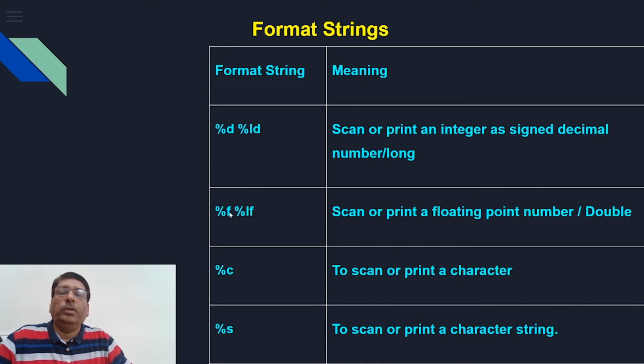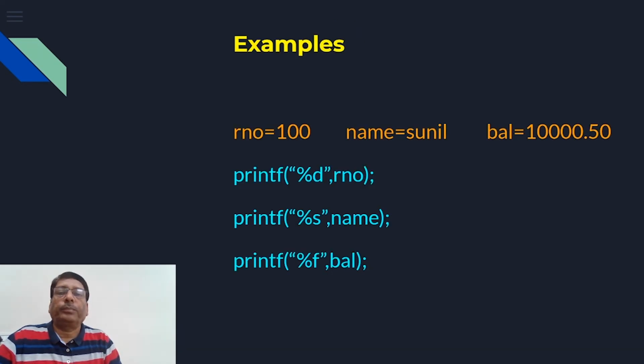Similarly, you can make use of %f and %lf, to accept a float value and a double value. In the same way, whenever you are accepting a single character, you can make use of %c. And if you want to accept a group of characters, you can make use of %s. %s is to accept a number of characters, and so on.